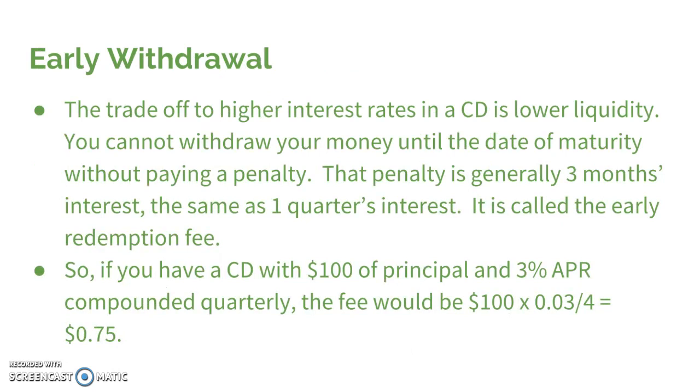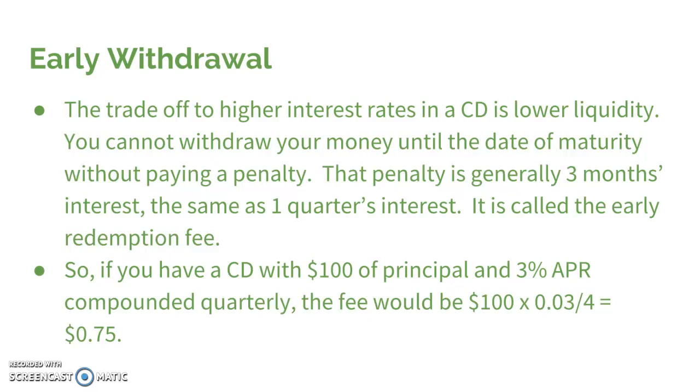All right. So remember we said the trade-off for the higher interest rate for a CD is that there is lower liquidity. I think we've talked about liquidity a little bit. Liquidity means how quickly can we turn something into cash. A CD definitely has lower liquidity than a savings account would. Savings accounts, you can just withdraw the money. In a CD, remember we said if you take the money out before it matures, you would get a penalty. And the penalty is generally 3 months interest, same as a quarter's amount of interest. And it is called an early redemption fee.